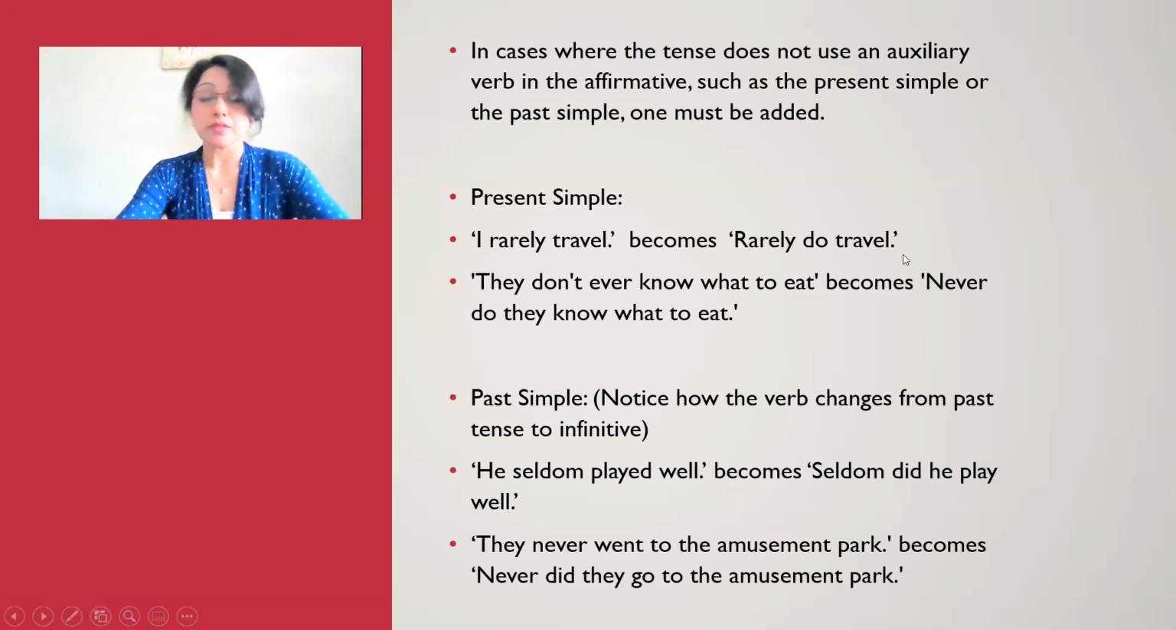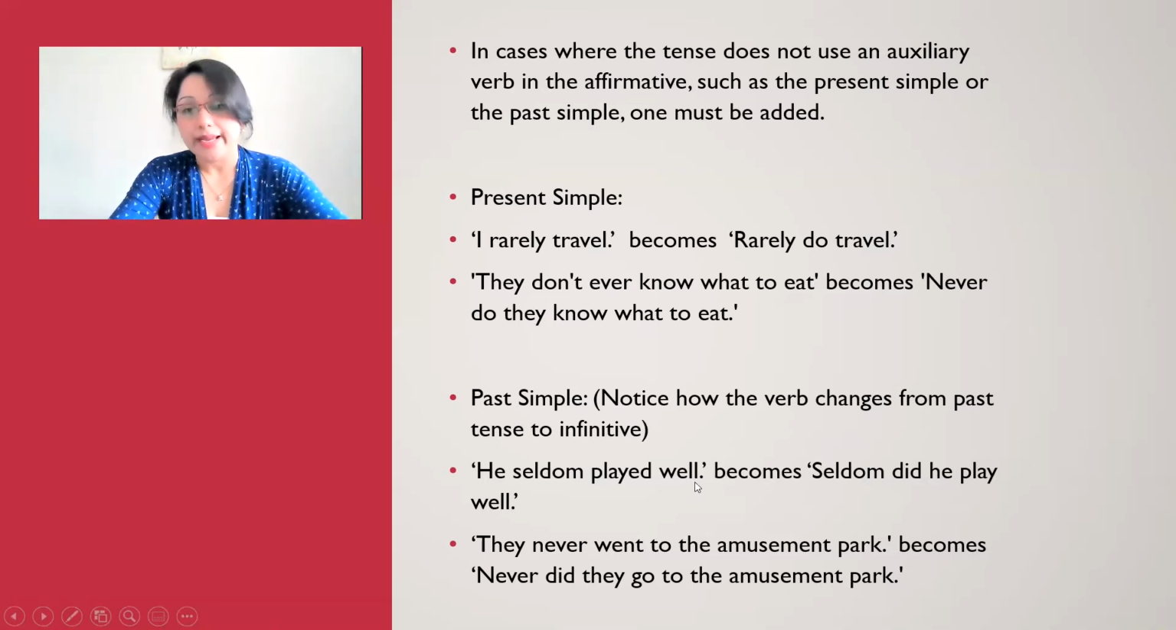Okay, so then you start your sentence with your negative adverbial phrase, and then it is followed by do, does, did, followed by the subject, and then your verb. So this is how you form it in the present simple. Now notice how the verb changes from past to infinitive. So here, this is your past tense. Like I said, in present and past, this is what you do.